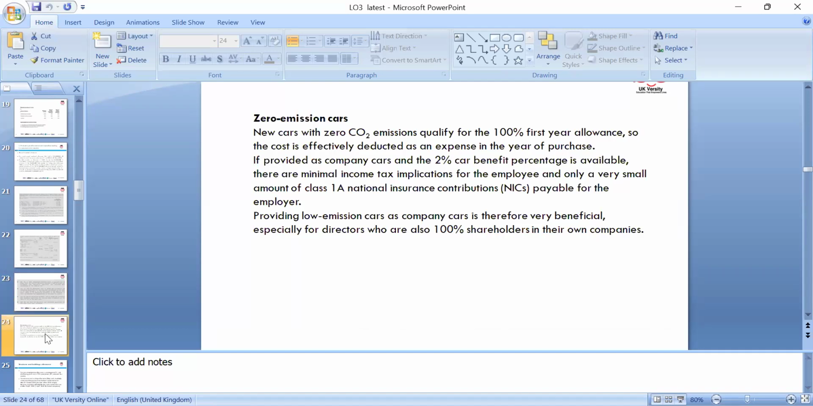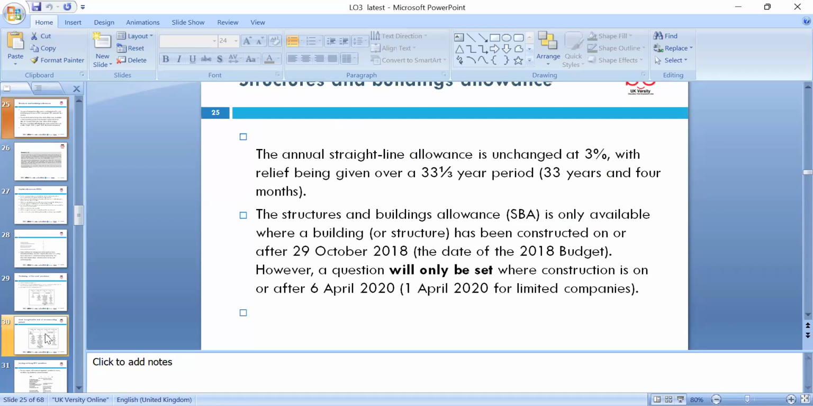Zero emission car, CO2 qualifying, 100% first year allowance. So where the CO2 emissions are qualifying, we have to look at those. And of course, if the car is provided and the 2% benefit percentage is available, there is minimum income tax implication, and we can look at the implied NI and all. So for low emission cars, the company car is very beneficial, especially for directors who are 100% shareholders in their companies. Okay, so we can look at the next one.